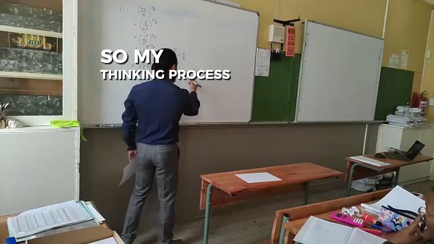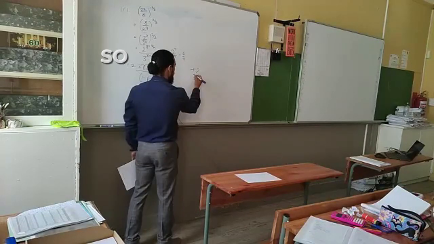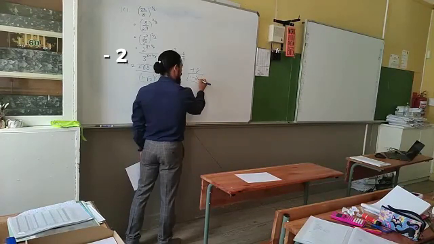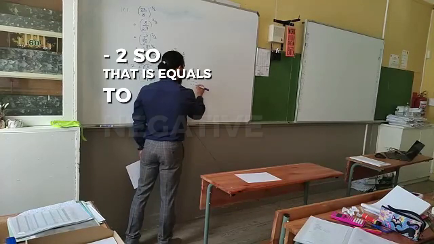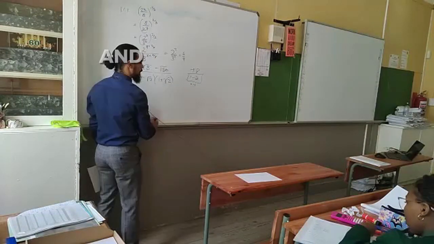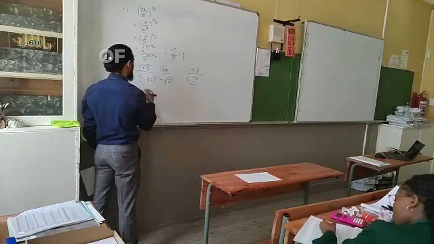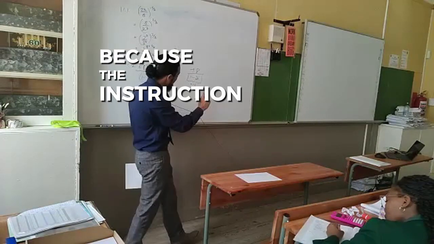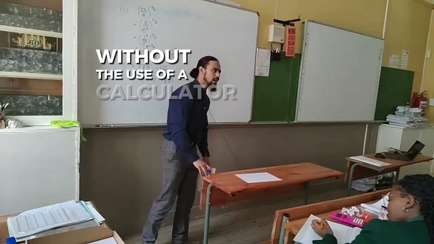So my thinking process says that this answer is actually 1 minus 2, so that equals negative 1. So now I just need to simplify the top, and then I know that the answer is going to be the negative of whatever is on top. So how do I simplify this on top? Because the instruction is still without the use of a calculator.